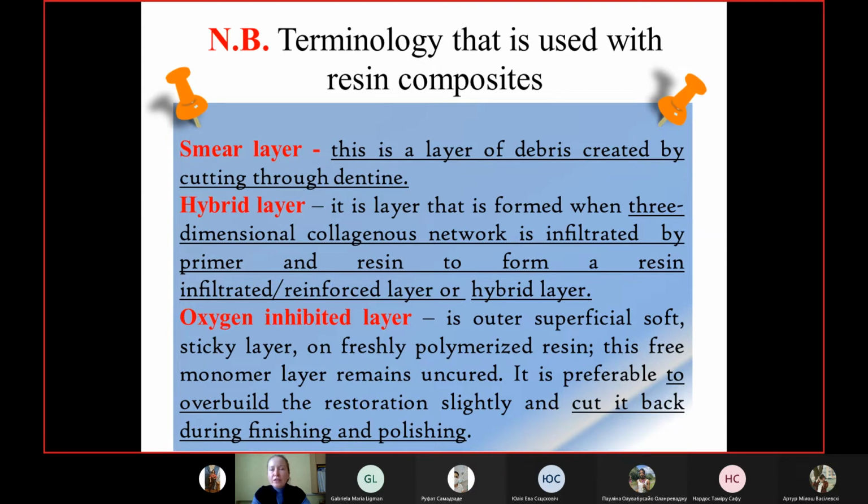That's why if it is not cut away at the stage of final finishing and polishing, the restoration will absorb stains and would not be attractive. So it is recommended to somewhat overbuild restorations, and later at the stages of finishing and polishing to cut the excess of material to remove this oxygen inhibited layer and give a shiny appearance to the restoration and make it strong enough.